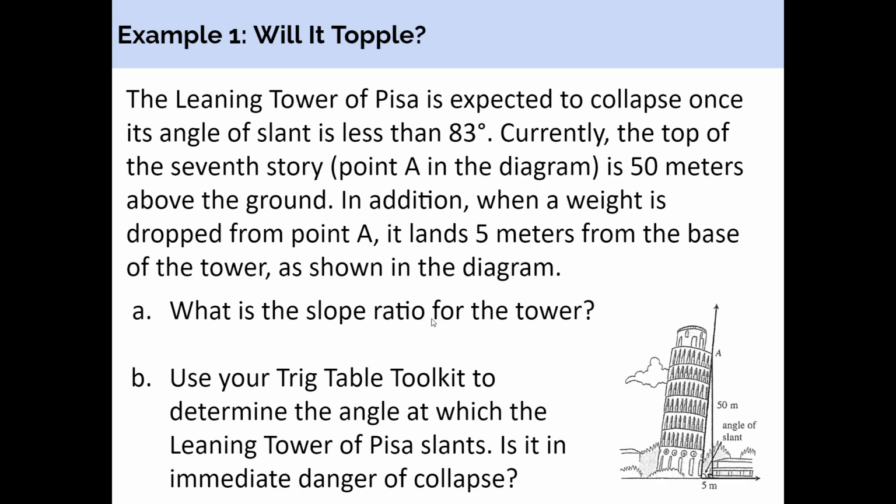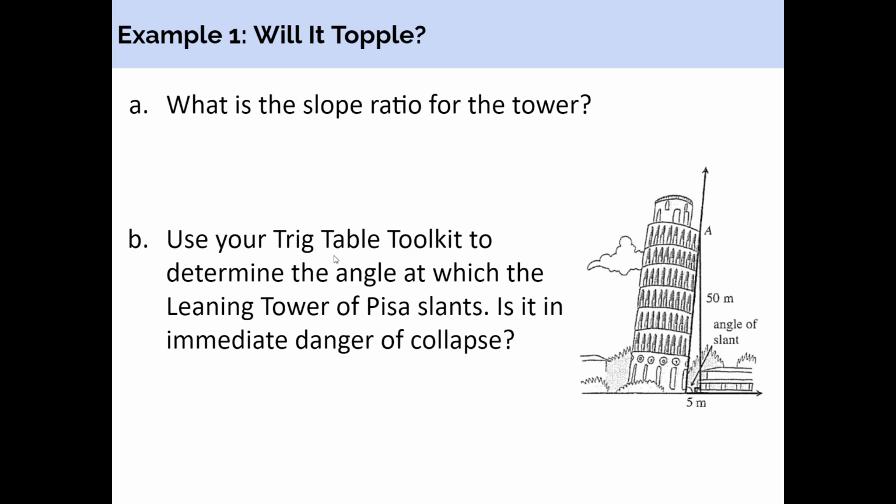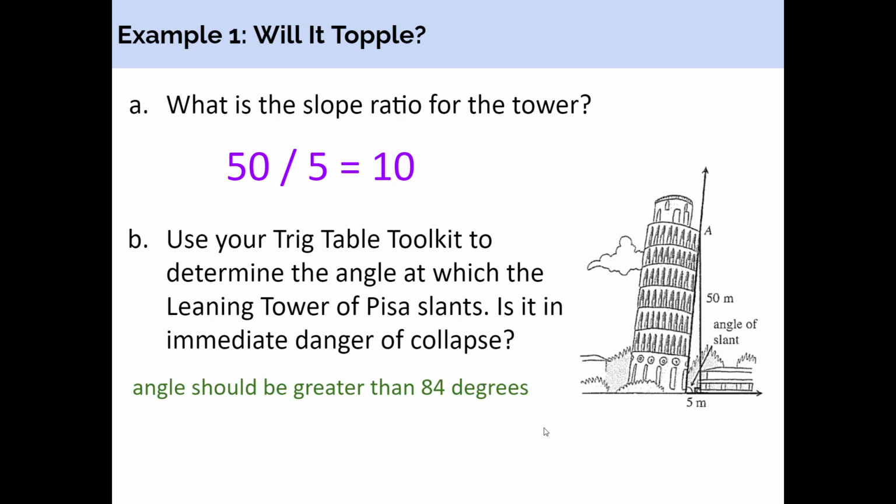So, what's the slope ratio for the tower? Well, if we use the angle of slant that the picture is pointing to, we would do rise over run. 50 over 5 would be a slope ratio of 10. Is it in immediate danger of collapse? It should not be. The angle should be greater than 84 degrees.